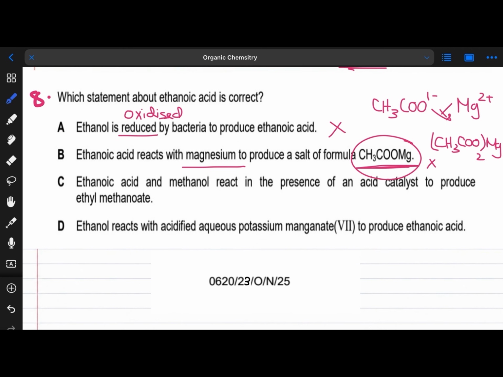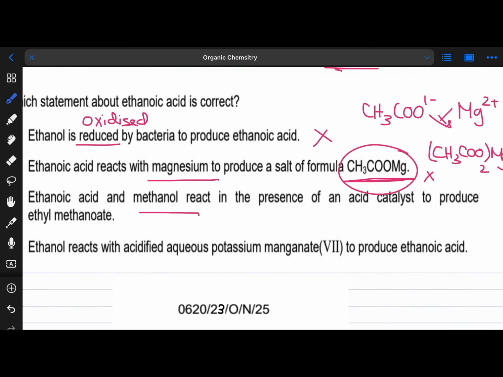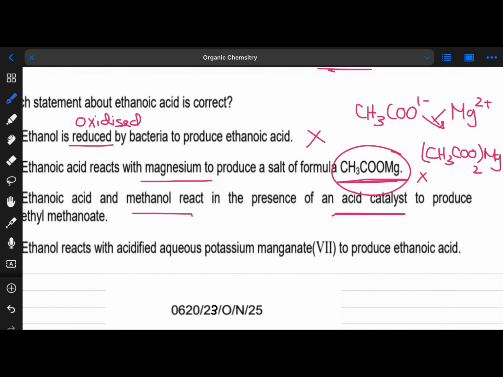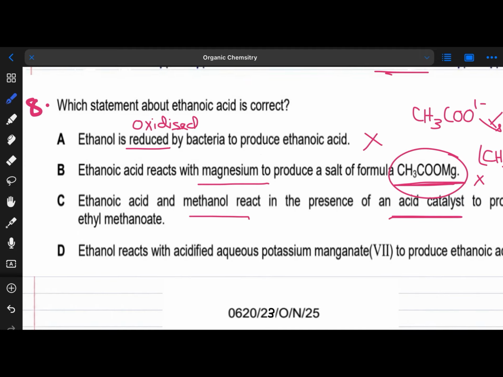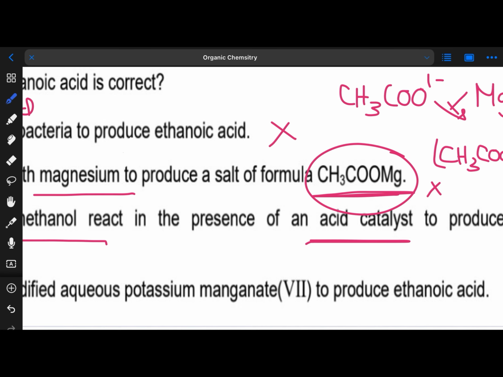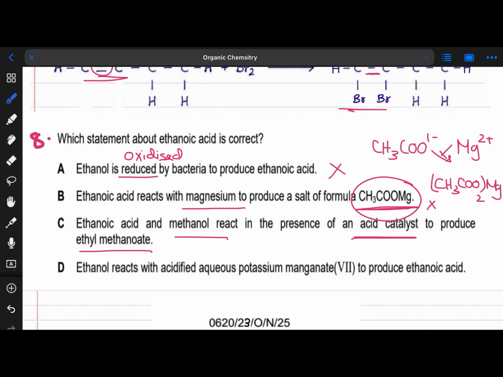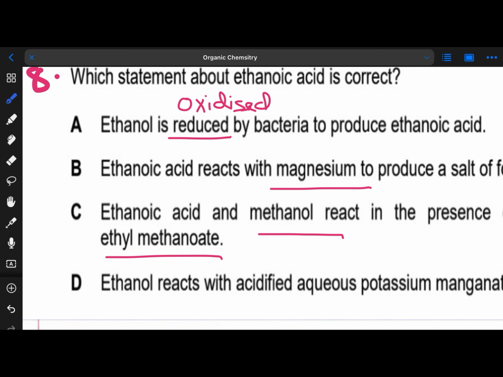Now the third option says that ethanoic acid and methanol react in the presence of an acid catalyst to produce ethyl methanoate. Now, yes, sulfuric acid acts as a catalyst during the esterification, but the name is not correct. Let me show you how to name it.